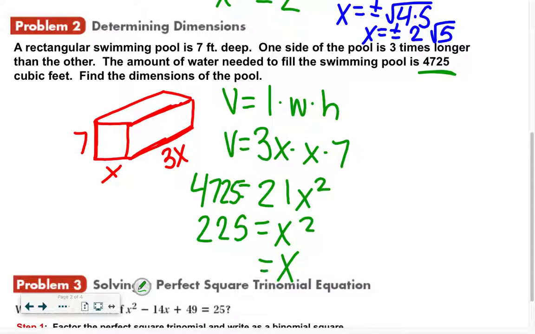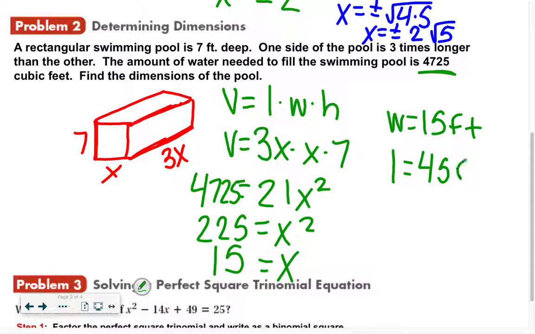Square root of 225, anybody know? 15. In this case, since it's a real world problem, you can just write 15, you don't have to write negative, because we can't have negative dimensions. So its width is 15 feet. What about its length? 45. How'd you get it? 15 times 3.